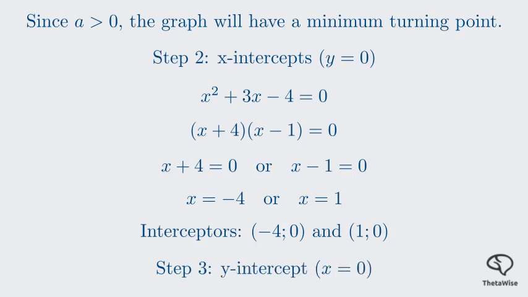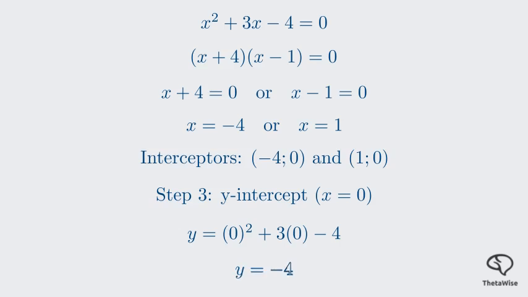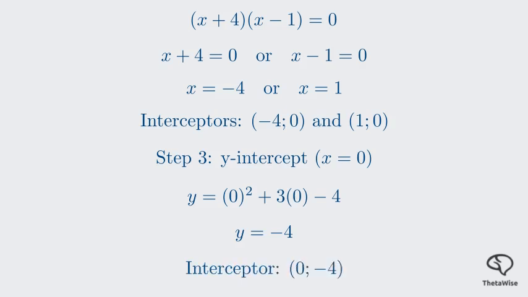Step 3. Find the y-intercept. We set x equal to 0. Substituting 0 for x, we get y equals negative 4. So the parabola crosses the y-axis at the point 0, negative 4. We've found the shape and the intercepts. Let's continue with our example y equals x squared plus 3x minus 4.